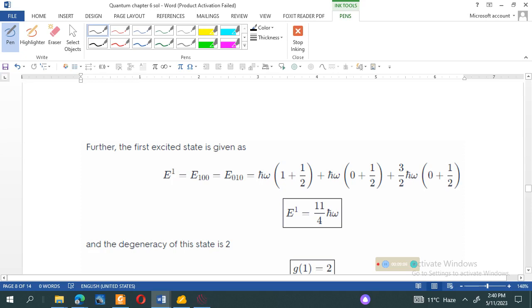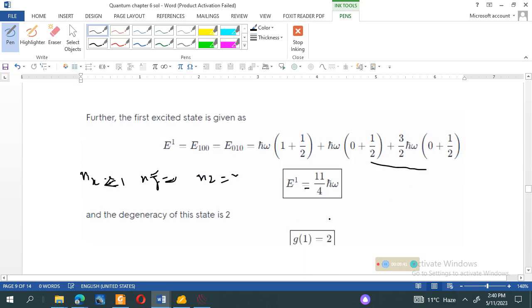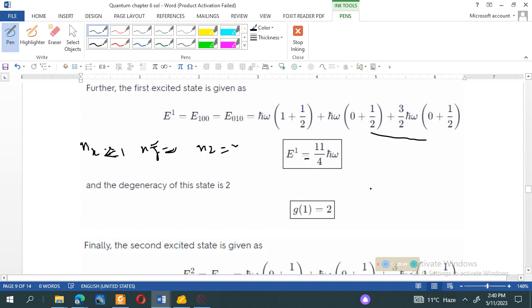Similarly, we can find the energy for the first excited state, for which either nx will be 1 and ny will be 0 and nz will be 0, or ny will be 1 and the others 0. Similarly, of the three terms, one will be 1 and the other will be 0. So this will give us energy h cut omega into this, and the first excited state energy will be equal to 11 by 4 h cut omega, and the degeneracy will be equal to n plus 1.